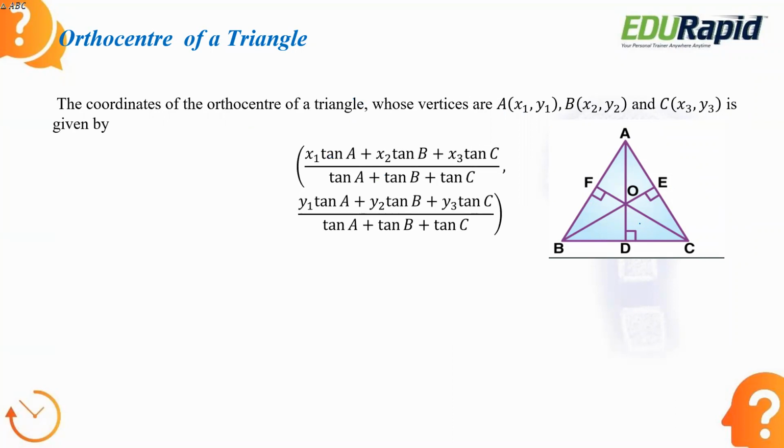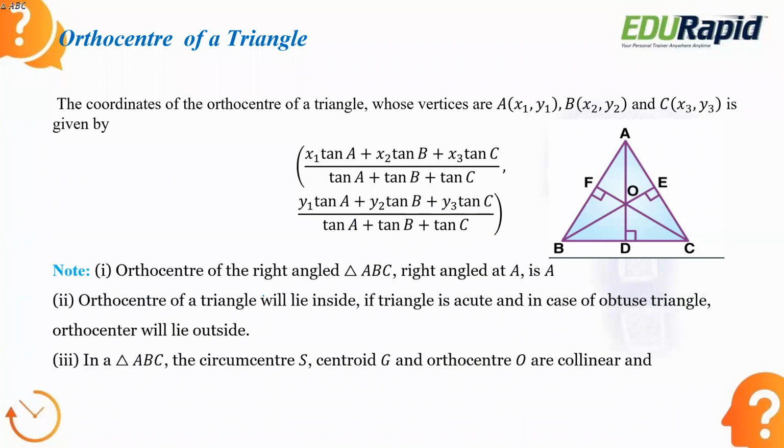Because here they actually consider the slope of a line. Slope of line will be discussed with you all when we go to straight lines. So when we speak about slope, it's always tangent, right? So the formula is x1 tan A plus x2 tan B plus x3 tan C by tan A plus tan B plus tan C, comma y1 tan A plus y2 tan B plus y3 tan C by tan A plus tan B plus tan C, because we consider slope of a straight line.